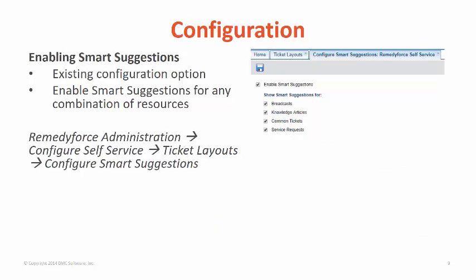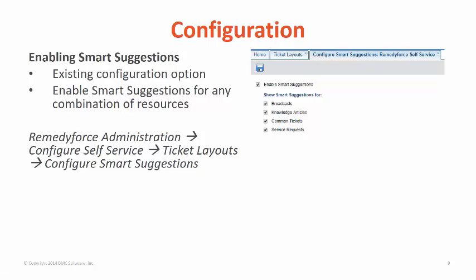Those who have used Smart Suggestions in Self-Service 2.0 would be aware of the configuration for enabling Smart Suggestions for self-service. The same configuration now applies to Self-Service 3.0. Admins may choose to selectively enable Smart Suggestions for broadcasts, knowledge articles, common tickets, and service requests. Let us now look at a demo of the product.